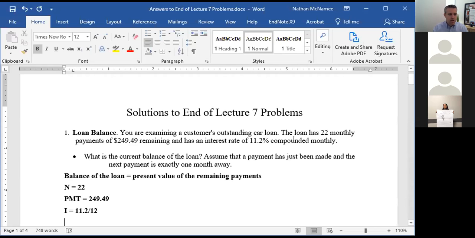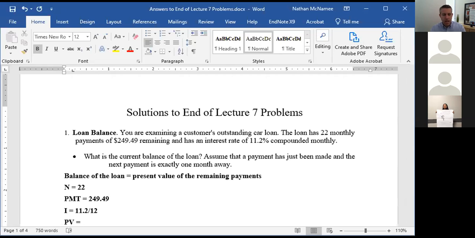We're trying to figure out what is the present value. So that's what we know. Future value will be 0 because the loan will be paid off. You don't have to put that in because when we clear our time value of money registers, it sets everything to 0. So future value is automatically 0.